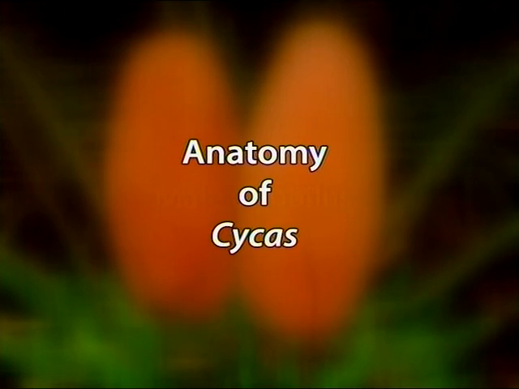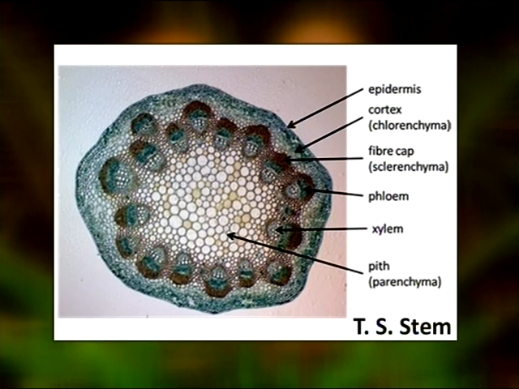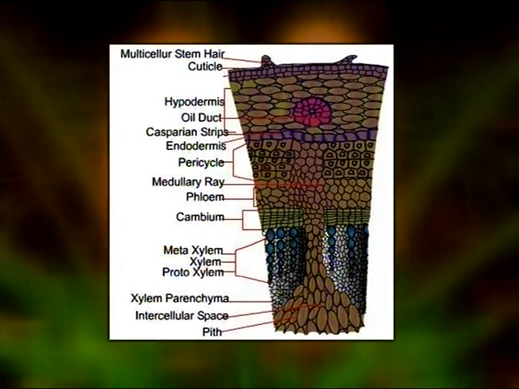Now, we will discuss the anatomy of Cycas. The young stem is irregular in outline because of the presence of numerous persistent leaf bases. Its internal structure is similar to that of a dicotyledonous stem. It is differentiated into epidermis, cortex and vascular cylinder. Epidermis is the outermost layer covered with a thick cuticle.